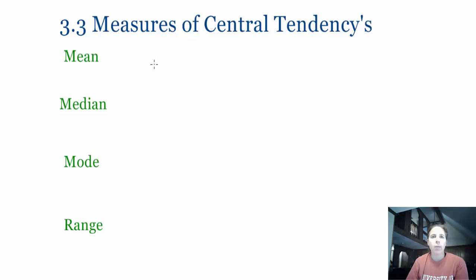Okay, today we are going to be doing 3.3 measures of central tendencies. Most of you guys have heard of these, you just might not have heard them called that. Measures of central tendencies are mean, median, mode, and range. We're just going to go quickly over what each of those mean. Mean is another word for average.